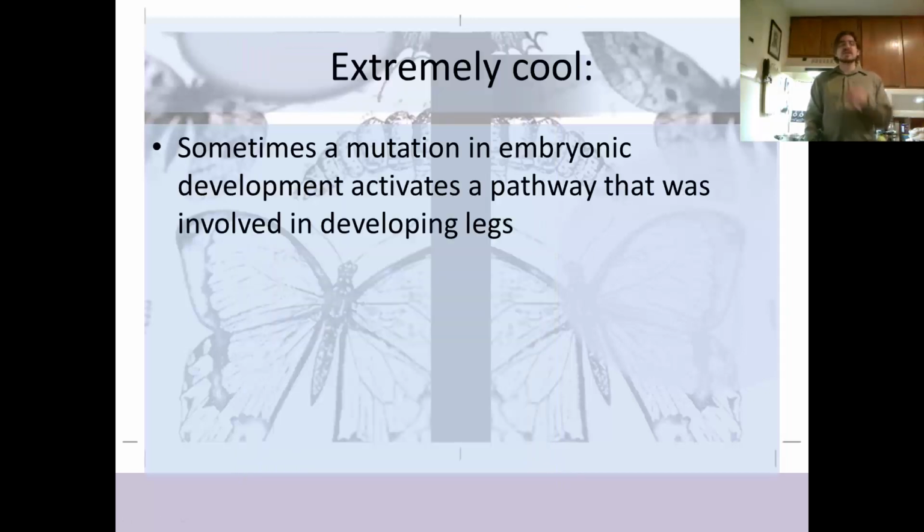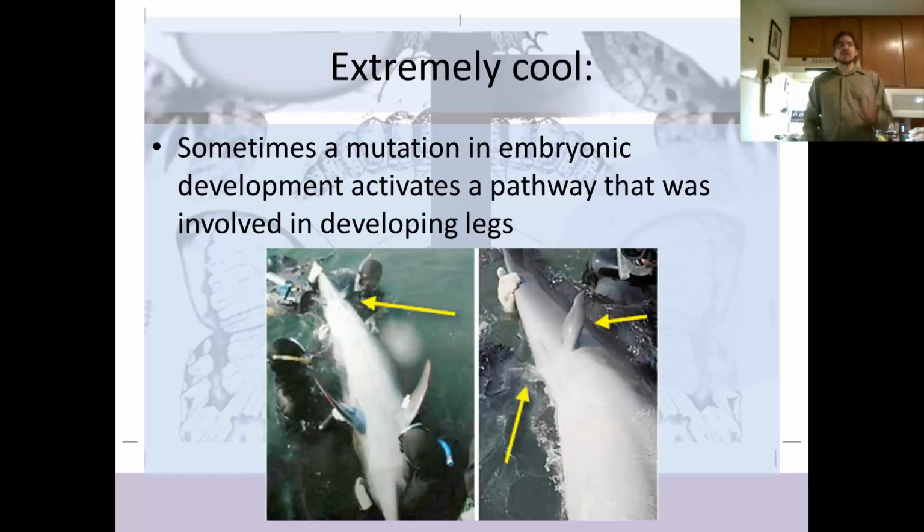Sometimes there's a mutation in embryonic development that activates a biological pathway involved in developing legs. And you get dolphins that have limb buds. And that right there is a mutation that caused hind limb buds to grow in a dolphin. Whatever's left of the genetic information that says grow back legs was activated. And this is what a dolphin grew. How cool is that?